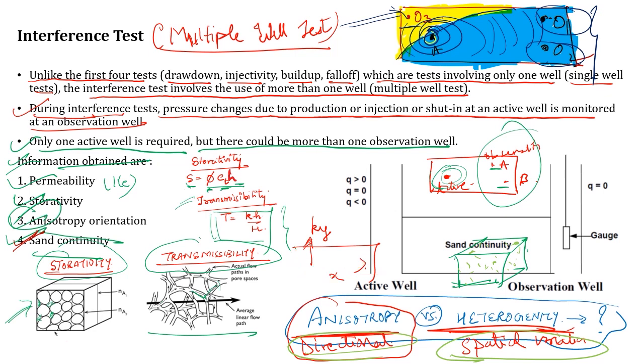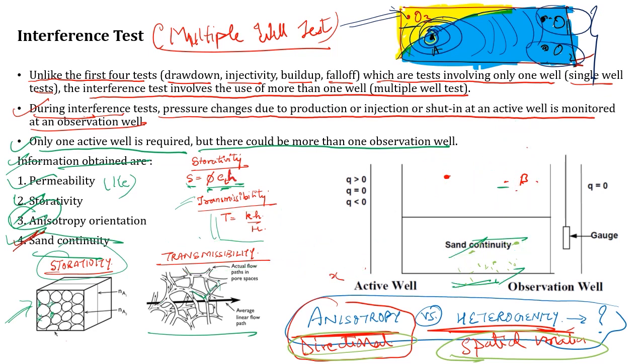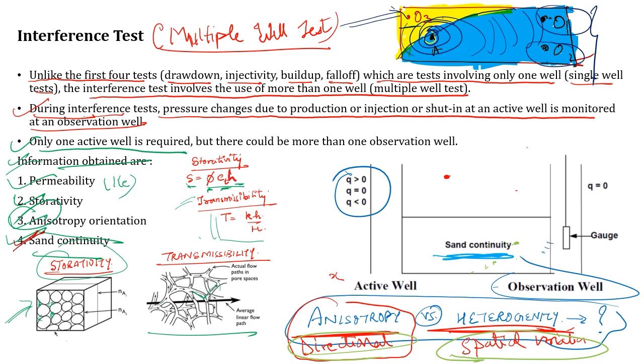Again, let's look at this particular diagram. I have not discussed it yet, so let's discuss it. You can see that this diagram is for sand continuity. In the active well, I will change the flow rates, and in the observation well where I have the pressure gauge, I will record the responses.